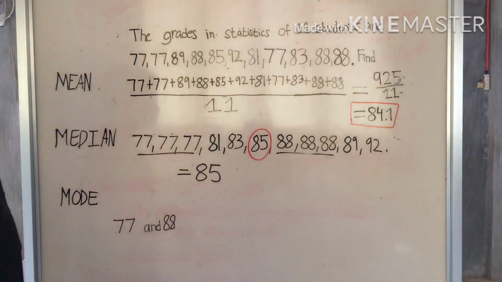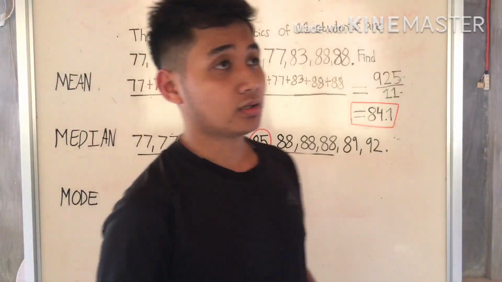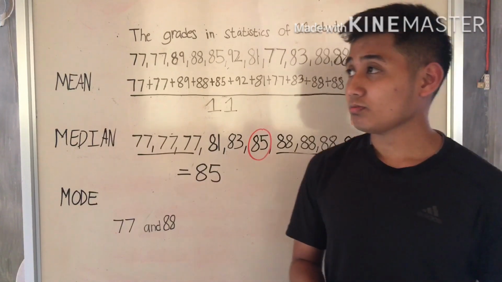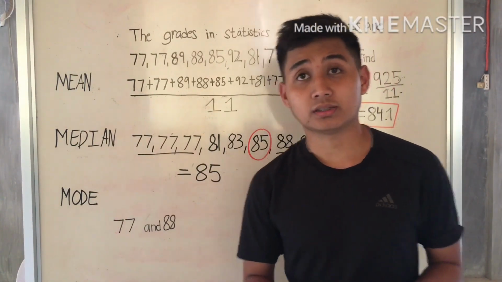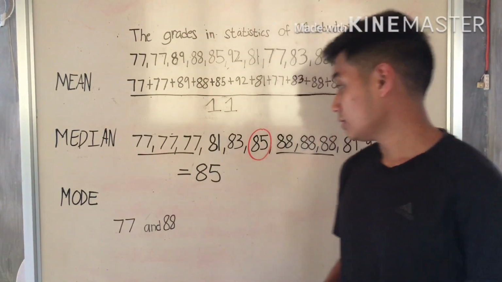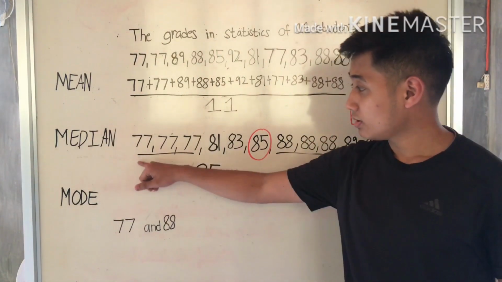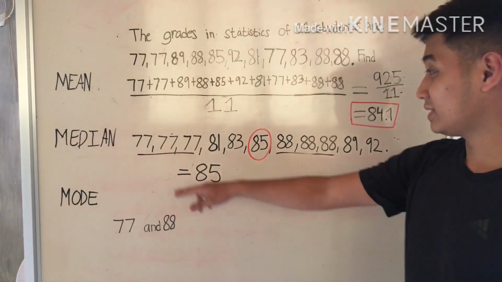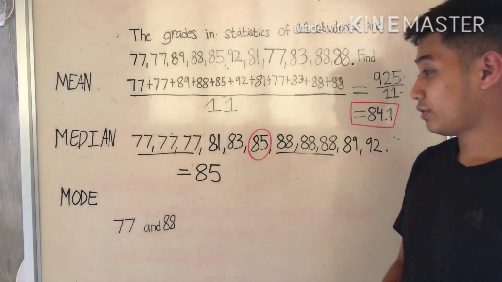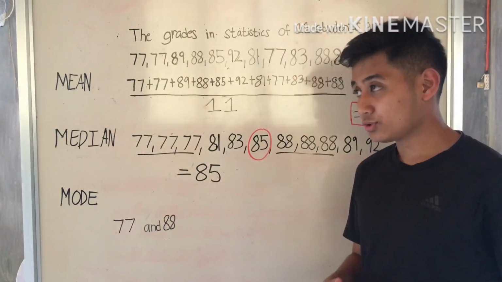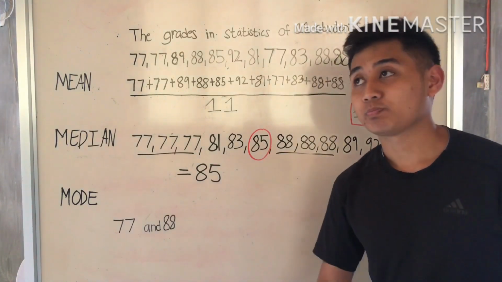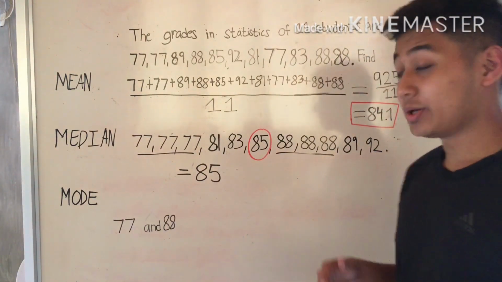So for the mode, what I did is that the statement of the mode says that a number or numbers that appear the most, or a number that is repeated. So obviously we have here a repeated 77 and also an 88. So that is our mode. So since we have two modes, it is bimodal.